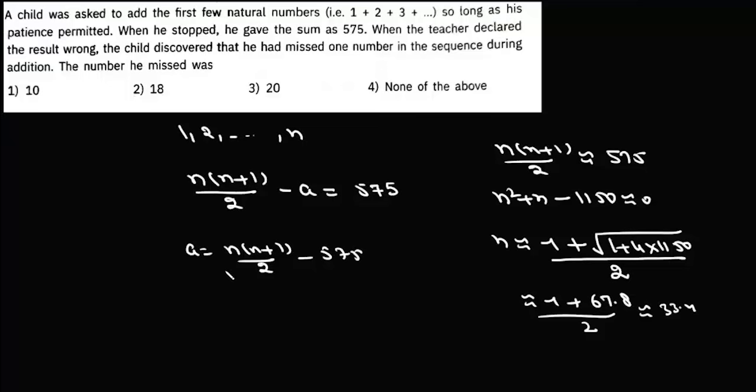Now this A must be positive. So the value of n that we need to take is the integer which is greater than 33.4. So we'll take n as 34, and if we take n as 34, it will be 17 into 35 minus 575, which is 20. So the number that was missed by the child is number 20, and that's your option 3.